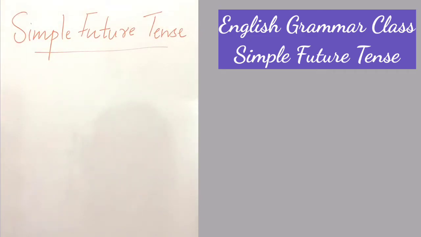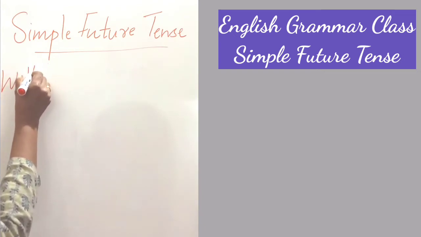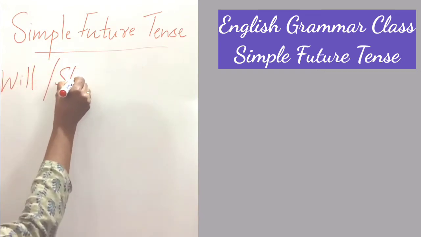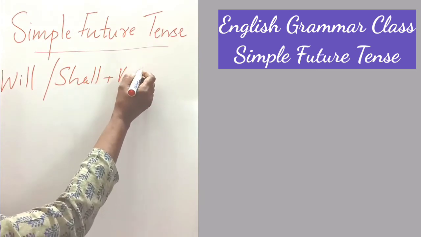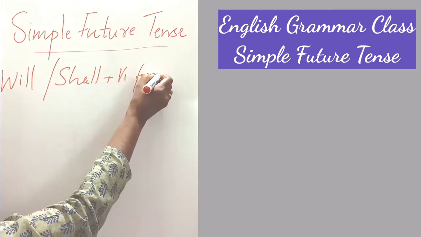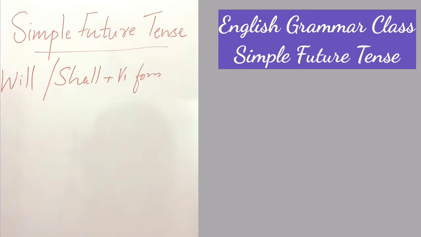Today we have the simple future tense. How to form the simple future tense? Will or shall plus the V1 form of the verb. We get the simple future tense by using will or shall with the V1 form of the verb. The V1 form is the base form of the verb.